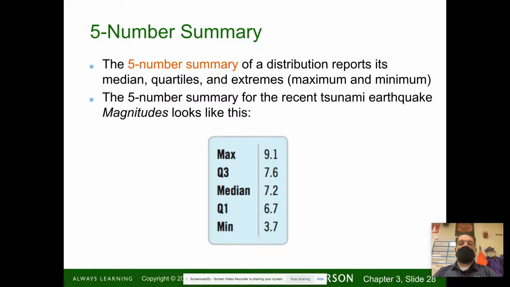And so the max and the min, quartile 1, quartile 2, and the median, which is the exact middle value. Okay? Anyways, that is something that your calculator just does.